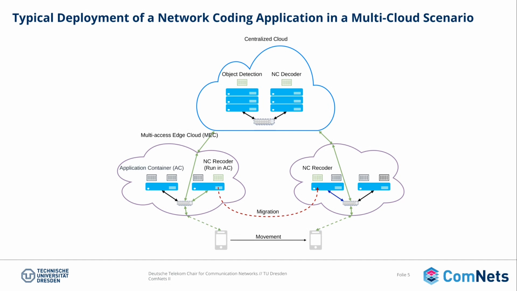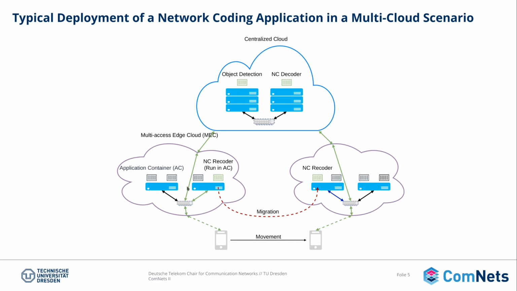In this example, the mobile client can send raw data to the remote cloud for some computational intensive and power hungry applications. For example, the object detection. The original data is transferred with random linear network coding to mitigate the transmission channel losses. The data is initially transmitted to the edge cloud.